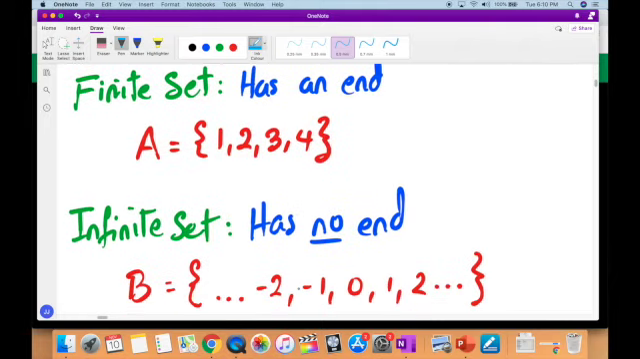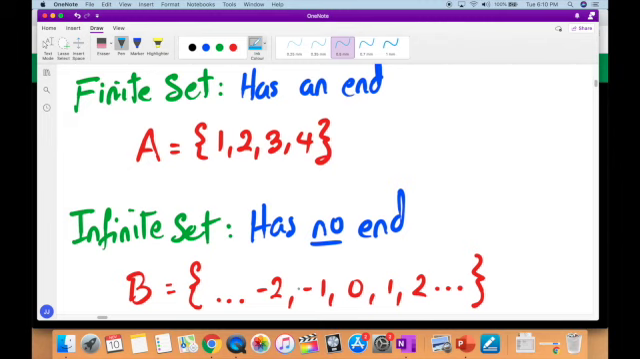So when we're talking about sets, we have some types of sets here, and one of them is a finite set. A finite set has an end. It's a small set. So for example, the set A being 1, 2, 3, 4, that's it in the whole set A. Just 1, 2, 3, 4. So this is a finite set.